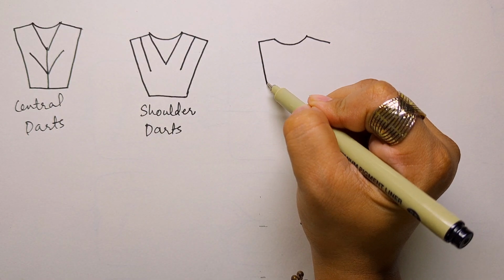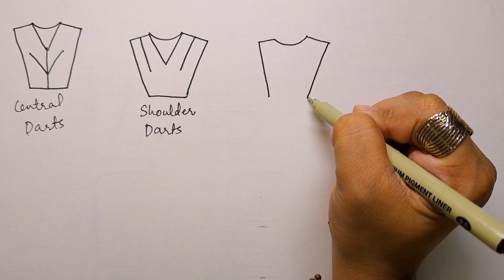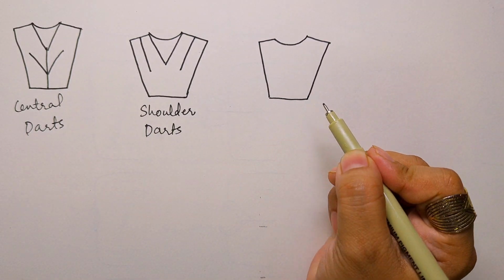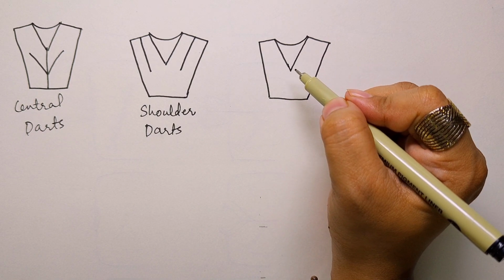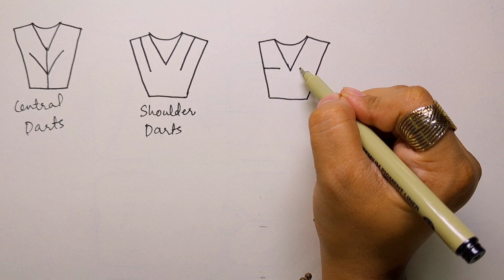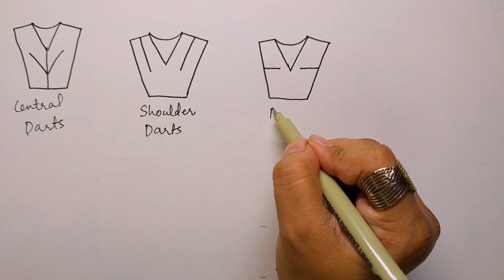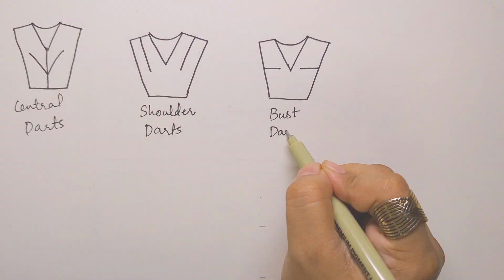Next is a bust dart. Bust darts start from the side seam and point towards the bust apex. It is used to control fullness around the bust area and help the fabric sit smoothly over the chest. You will commonly find this dart in fitted tops and blouses.